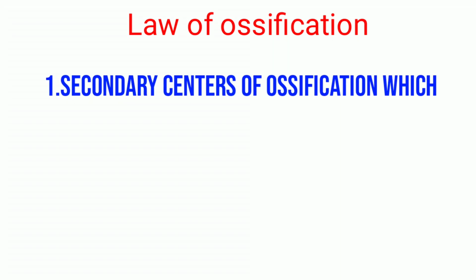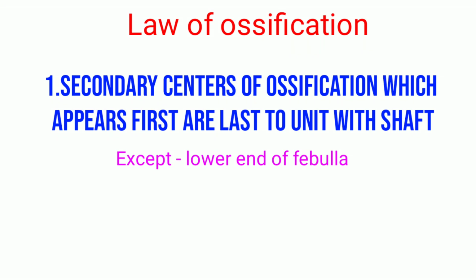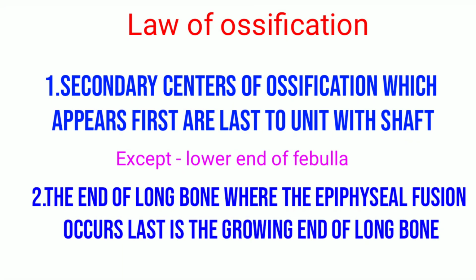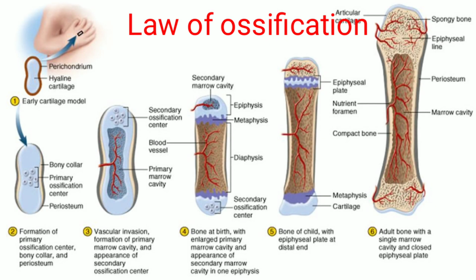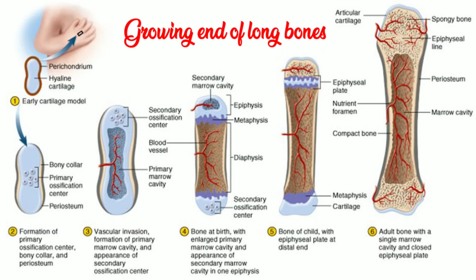Now let's see the law of ossification. This law states that secondary centers of ossification which appear first are last to unite, except the lower end of fibula. The end of a long bone where epiphyseal fusion occurs later is called the growing end of the bone. Now listen carefully. The first point says that epiphyseal end which starts ossify first will fuse with the shaft last, and the epiphyseal end which starts ossifying second will fuse with the shaft earlier. From this we can find that the end of long bone which fuses last with the shaft is called the growing end of the bone.